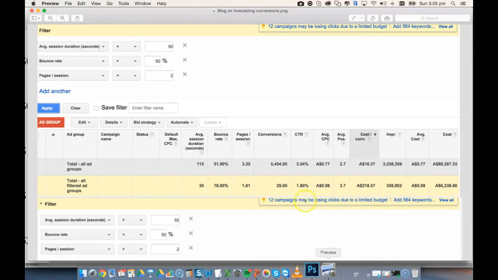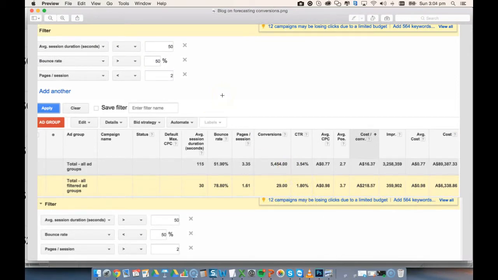I'm going to bring up some screenshots that I've taken from an integration or a filter that's in any AdWords account.